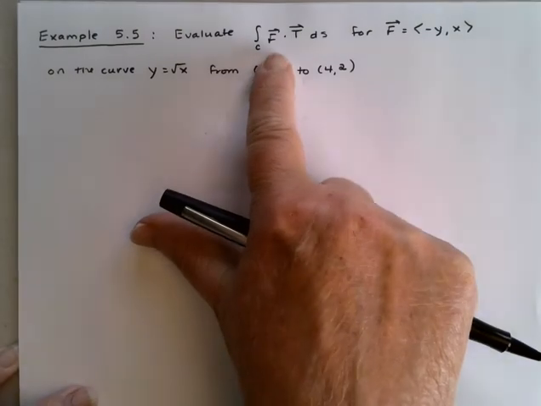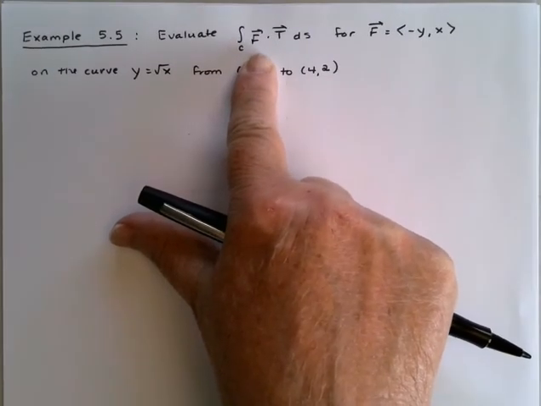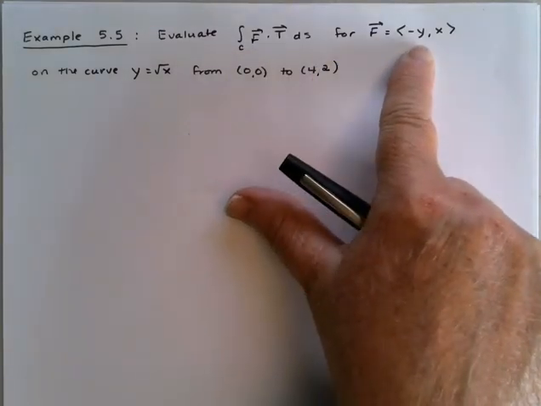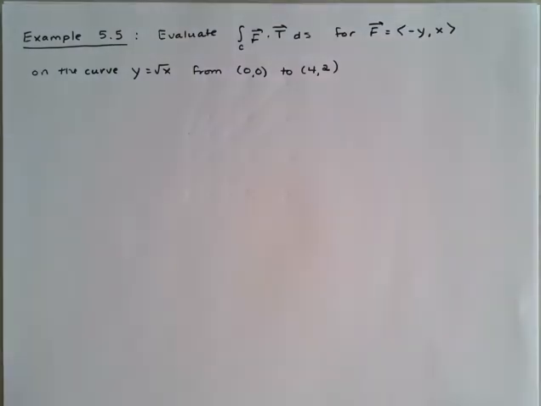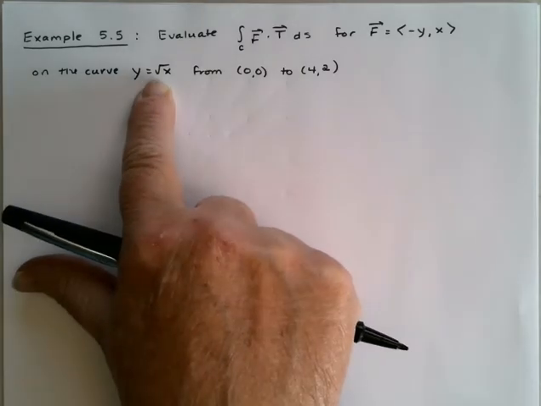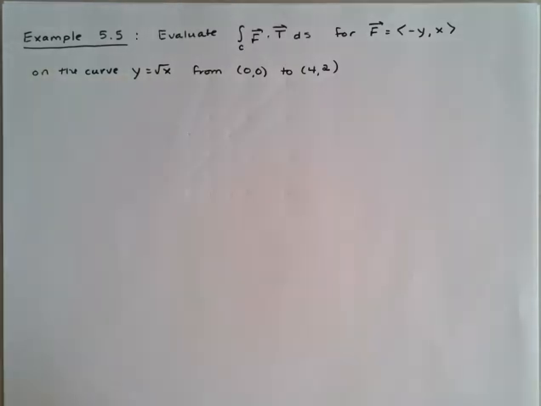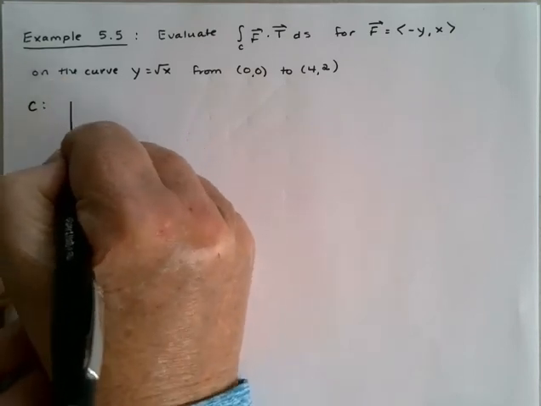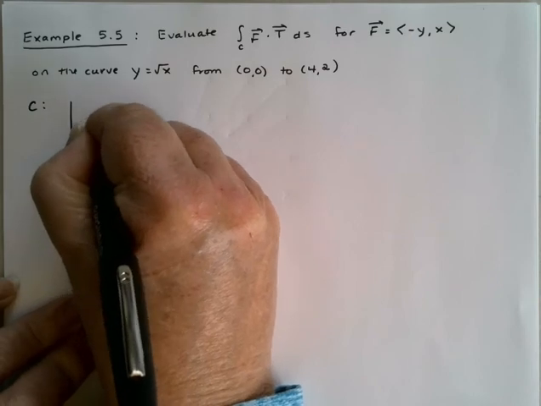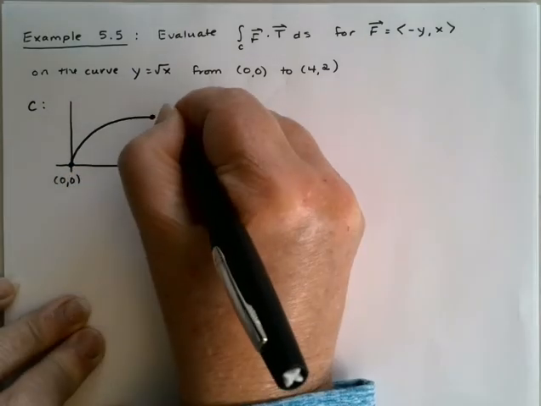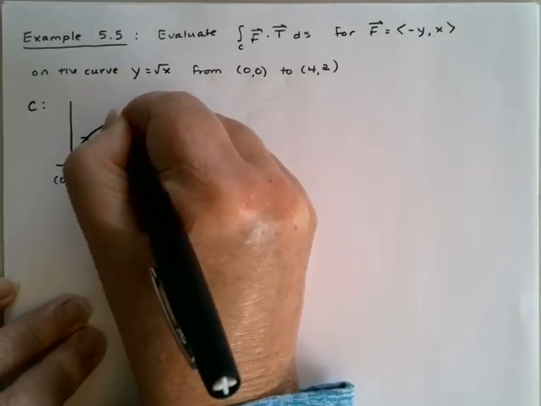So I still want us to evaluate the same, what we're now calling a circulation integral, f dot T ds. Same vector field, f is still minus y comma x. But instead of working on the upper semicircle, this time our curve, our path, is going to be y equals the square root of x from (0, 0) to (4, 2). All right, so let's start with C. Y equals the square root of x, starting at (0, 0), ending at (4, 2). So we're going this way.